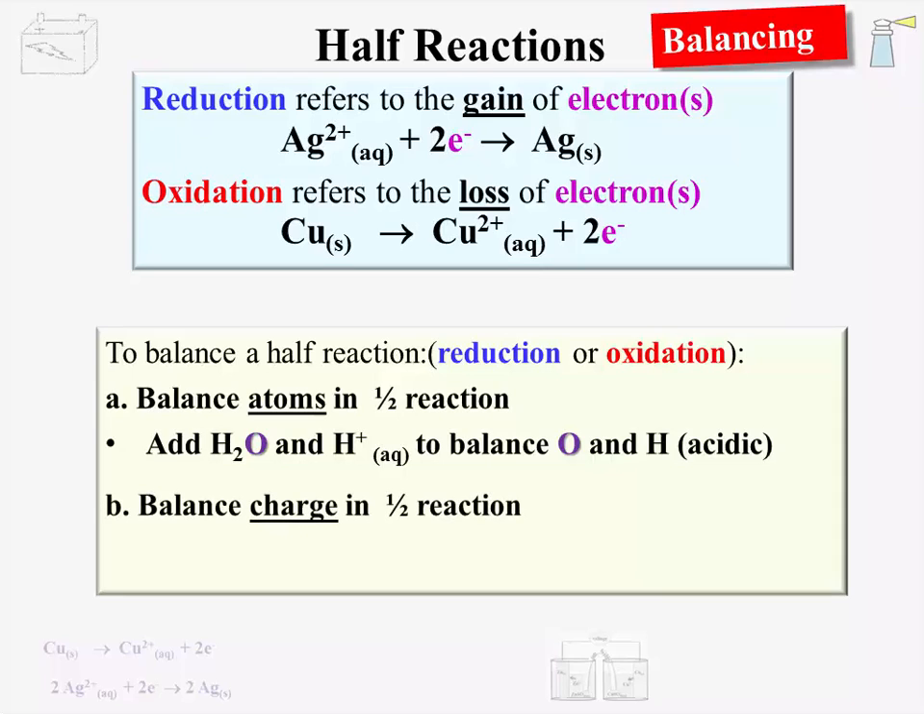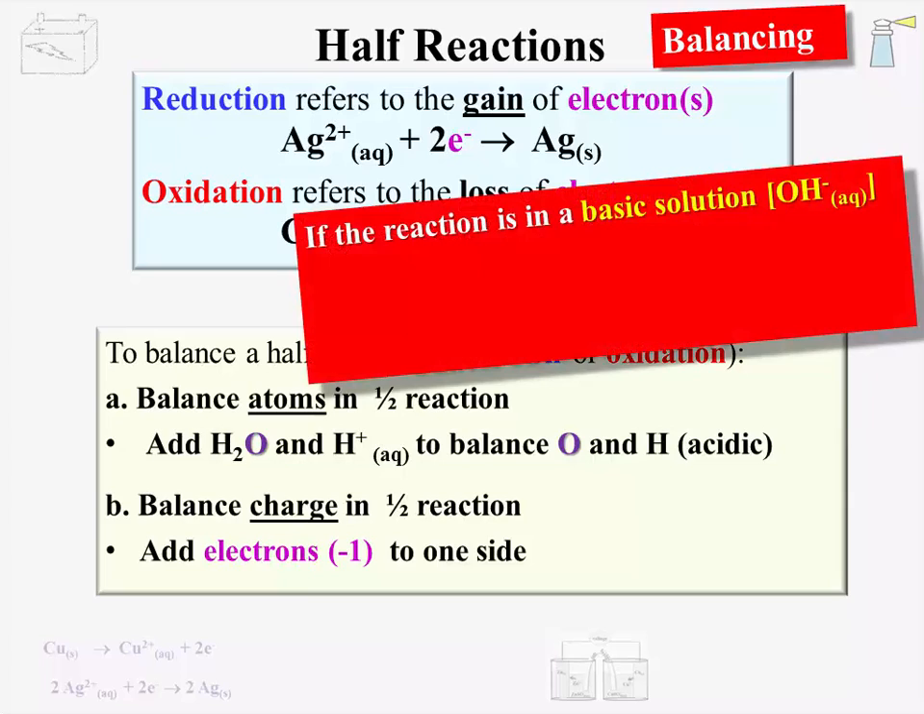Next, balance the charge in the half reaction. There should be an ion somewhere in the equation, and that will make the two sides of the equation have different charges. Balance the charges by adding a -1 charged electron or electrons to one side of the equation. Sometimes that is adding the negative charge to one side, and sometimes that is reducing a positive charge on another side. The last point is one many students will not be asked to do. It is balancing the half reactions in a basic solution. This is done after steps A and B.